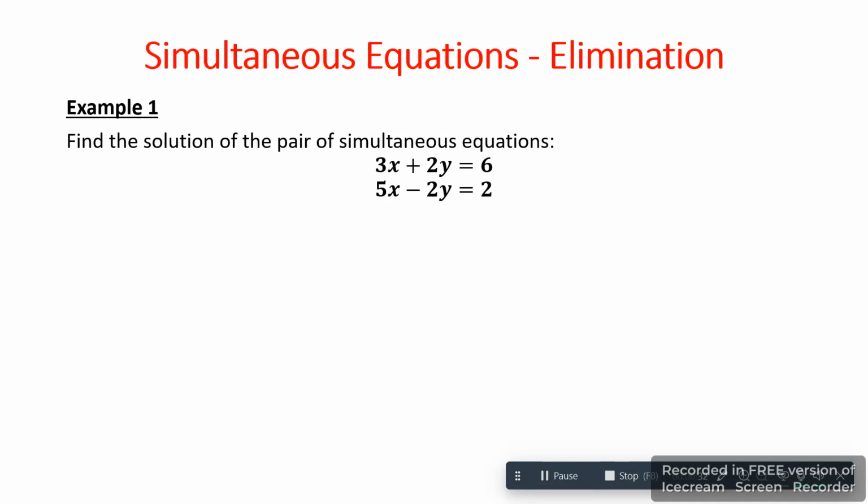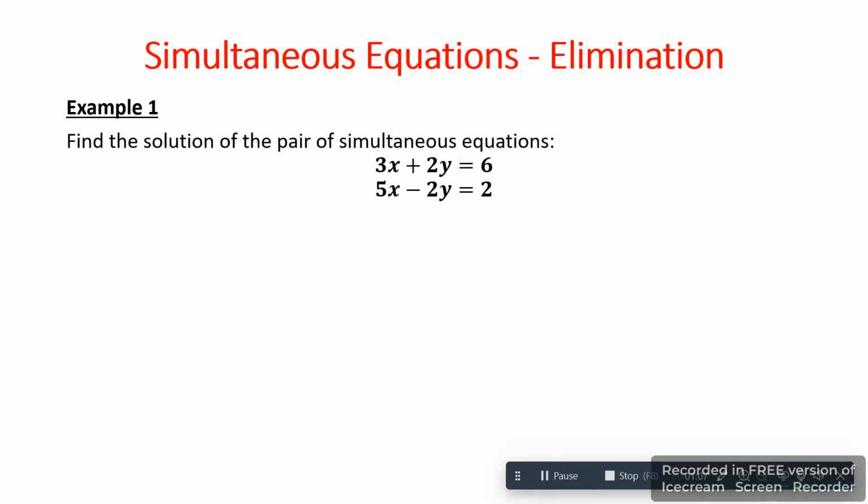Right, here's the example for this video. Find the solution for the pair of simultaneous equations. First equation is 3x plus 2y equals 6. And our second equation is 5x subtract 2y is equal to 2. Now, none of them are written in the form of y equal to something like we saw in the last video. So we can't use the substitution method. Well, we actually can, but we're not going to. We're going to use another method called elimination.